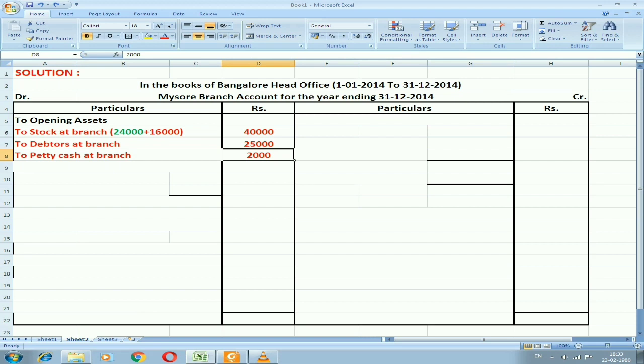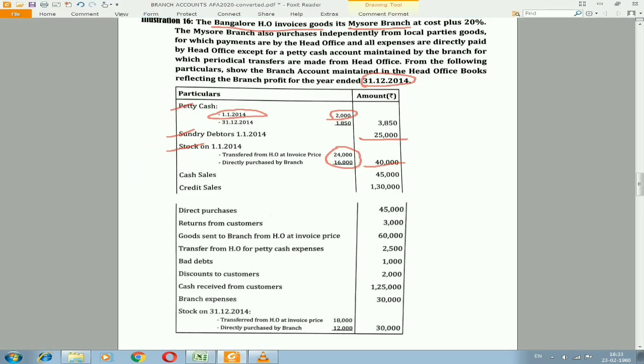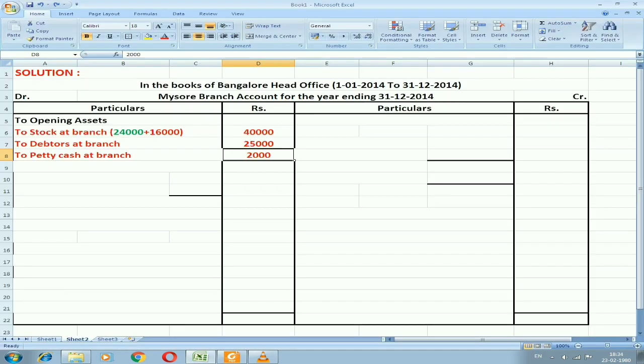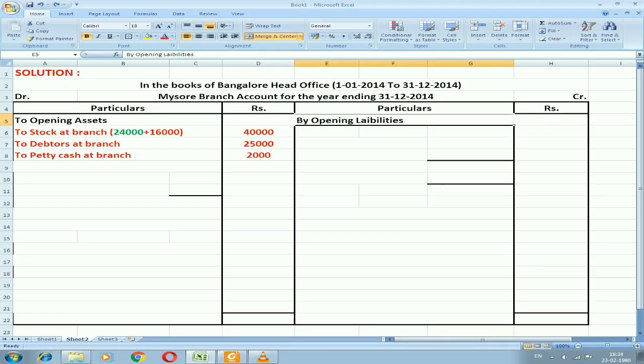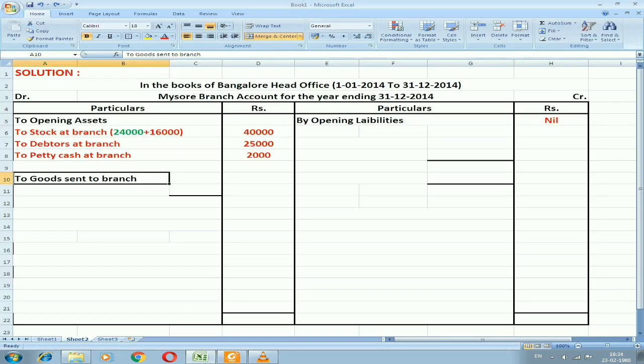Apart from that, in the illustration we don't have any other opening assets left out on the opening day of 1/1/2014, as you can see here. And also we don't have any opening liabilities. That is the reason the opening liabilities will be nil.